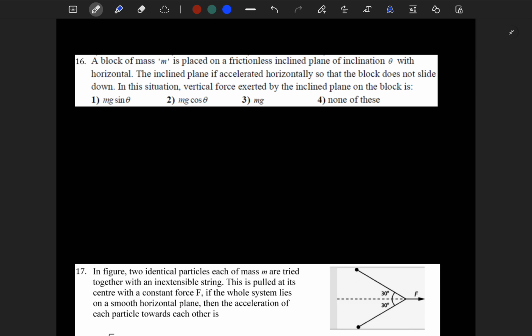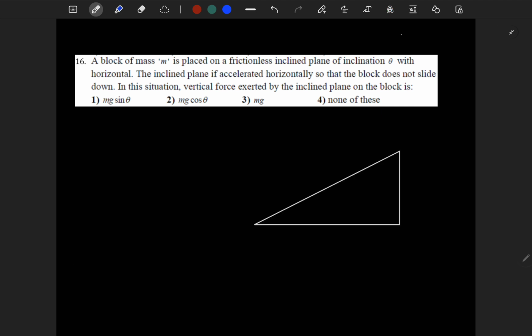Oh, this is simple. First, we'll draw the inclined plane. So here is the inclined plane. A block of mass m is placed on a frictionless inclined plane with the horizontal angle theta. The inclined plane is accelerated horizontally, obviously this way, with acceleration a naught, so that the pseudo force acts on it in the other way and keeps it in equilibrium.